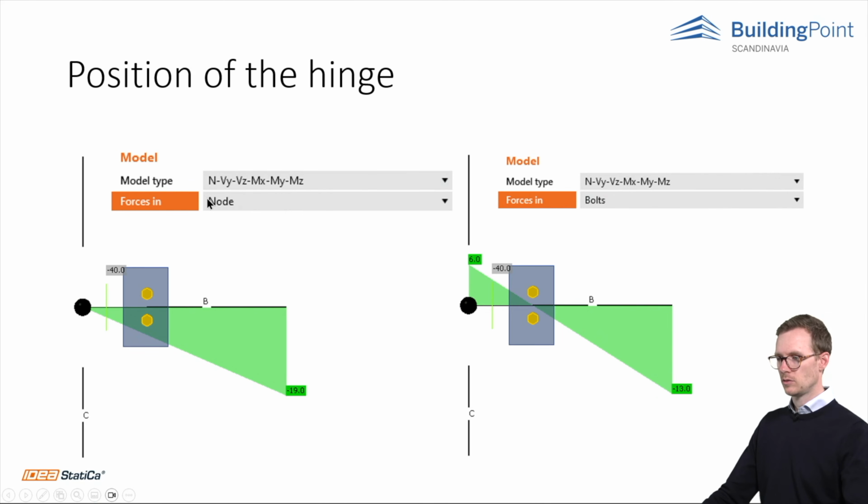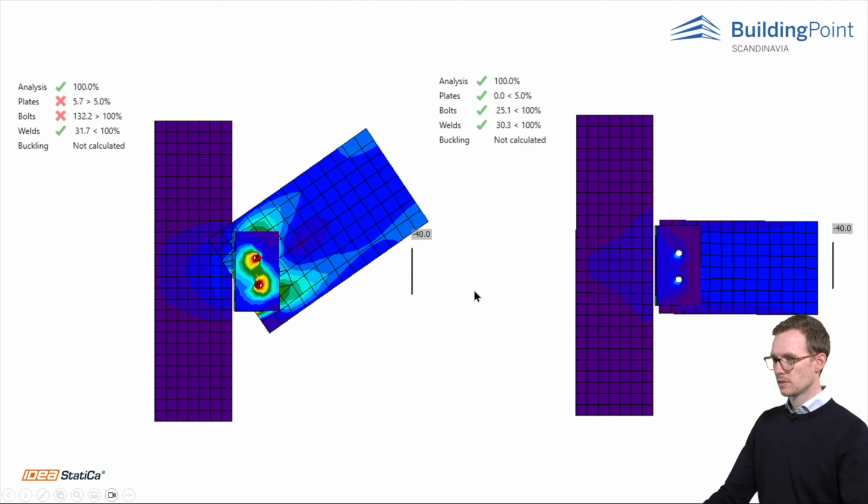In the program, you have the forces in. By default, it's set to node. Then it will look like this. But if you change it to bolts, the point of the 0 moment will be in the position of the hinge. And this is the correct way to do it when you have a hinged connection with possibly only shear force applied to it. The consequences, if you have the node, in this case, the deformation will be like this, even though the shear force is pointing down in the gravity direction. But if you input the correct settings, so the bolts, the deformations and the results will be realistic.